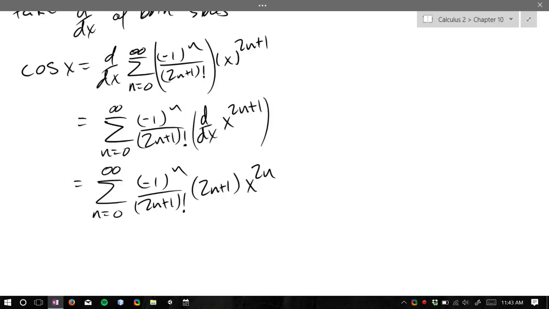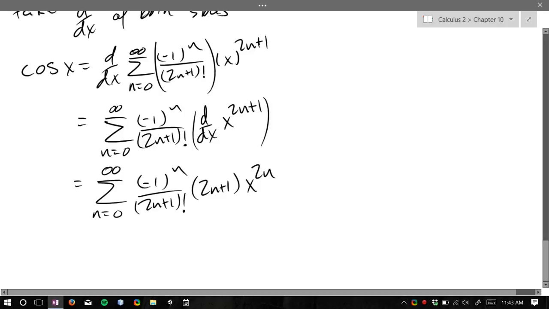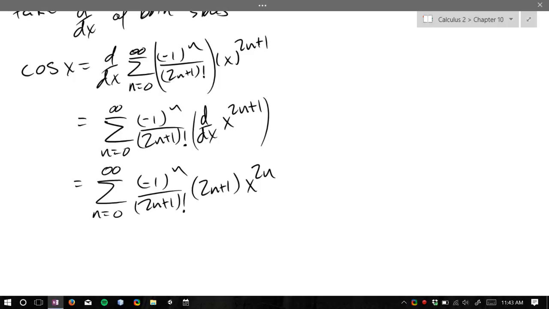Derivative questions, that should have been pretty painless. What algebra can I do? So I can cancel the biggest term in the factorial with a 2n plus 1.